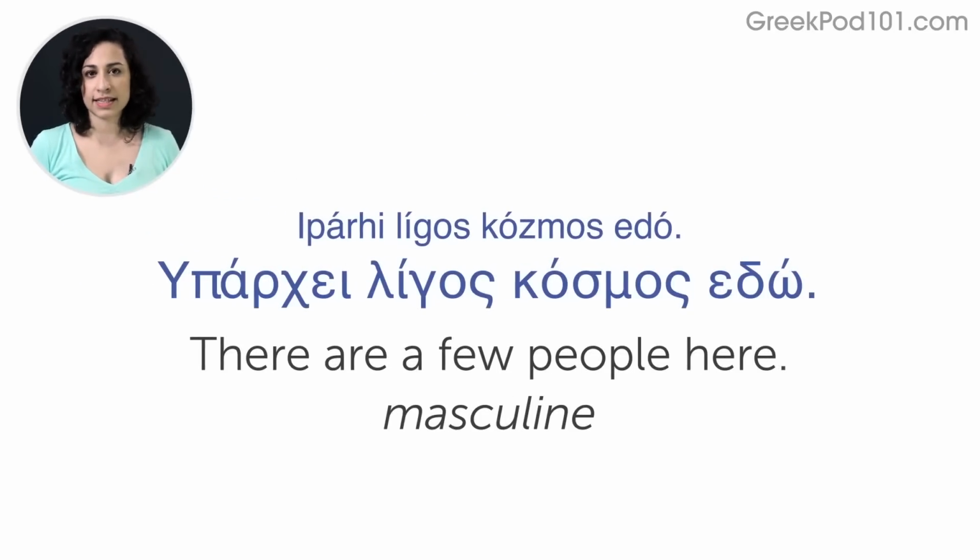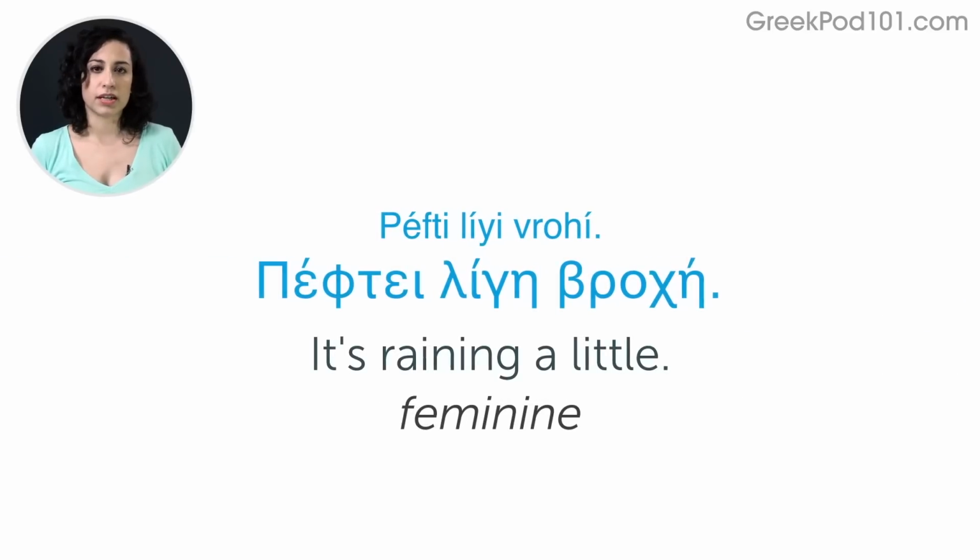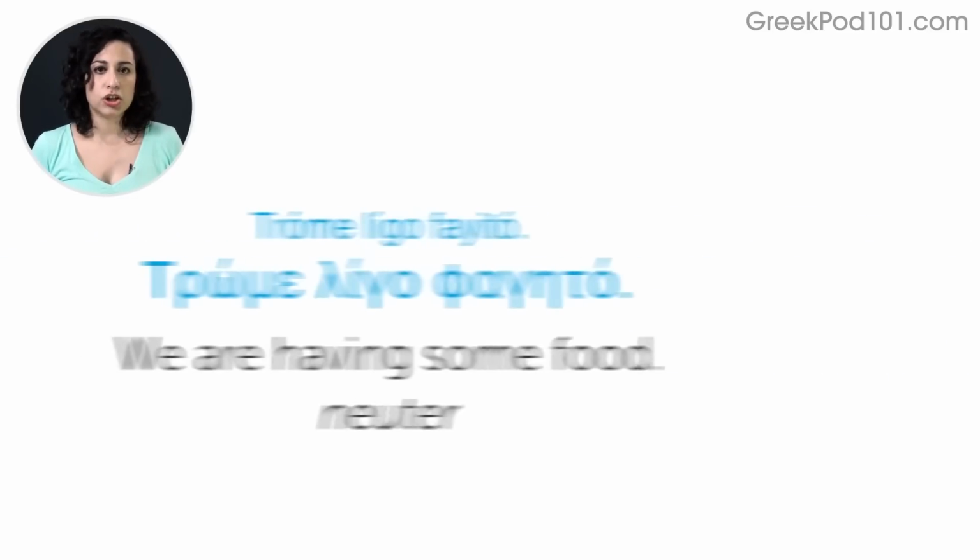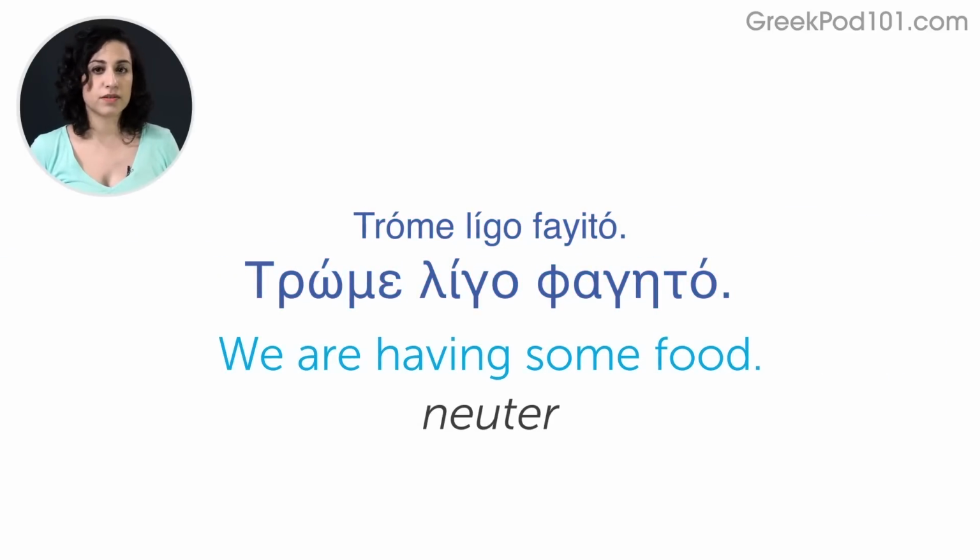In the second case, where λίγο is an adjective, it is declined in all three genders, masculine, feminine, and neuter, and it is always used to define a noun, so it always needs to agree with the noun's gender, number, and case. Let's see some examples. Υπάρχει λίγος κόσμος εδώ. There are a few people here. Πέφτει λίγη βροχή. It's raining a little. Τρώμε λίγο φαγητό. We are having some food.